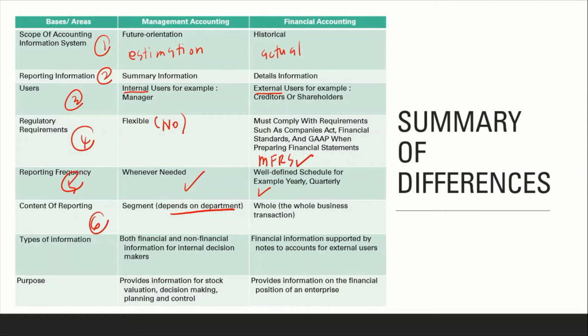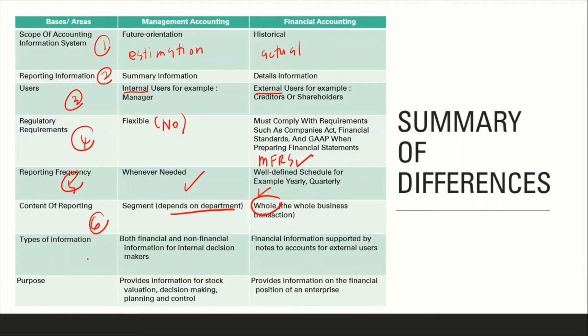While financial accounting is a whole. It focuses on the whole business. The financial reporting will focus on company A. The financial reporting will focus on company B. One company. Okay, you cannot make two companies within one financial statement except if it's a mother and son company. Okay.